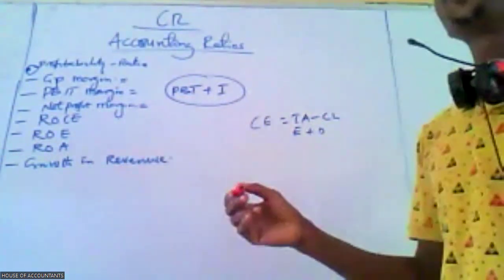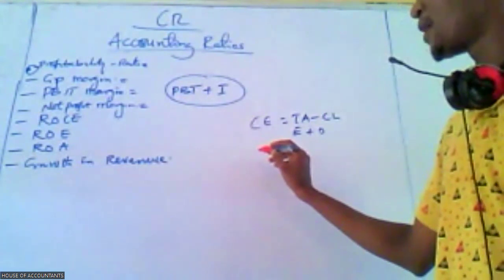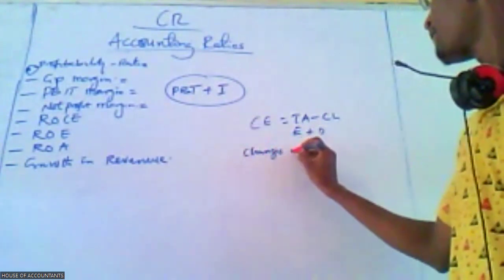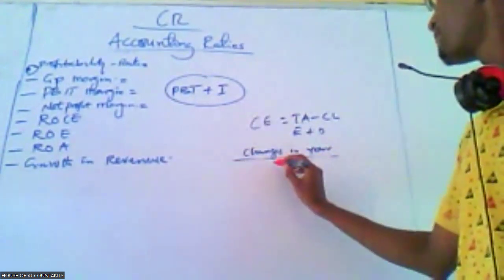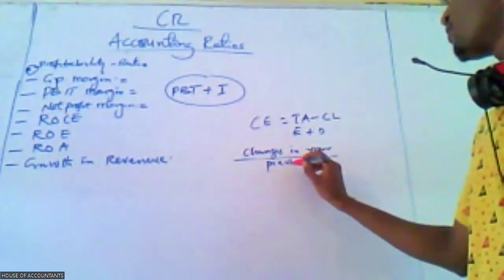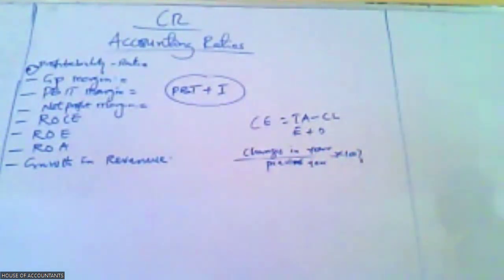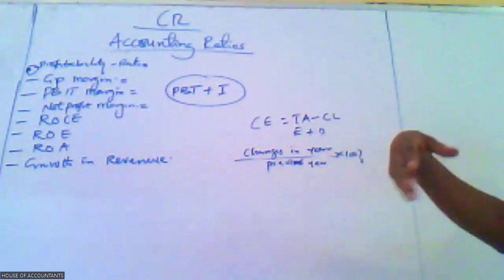Then growth in revenue. That one is talking about changes in year over previous year, multiplied by 100%. So when we're talking about changes in year, we're talking about this year minus last year to know the difference, to know the changes. Then over the previous year. For those who are doing case study, it's just our normal trend analysis.